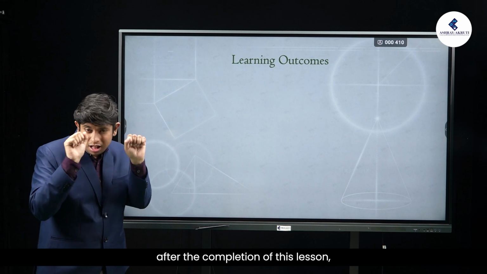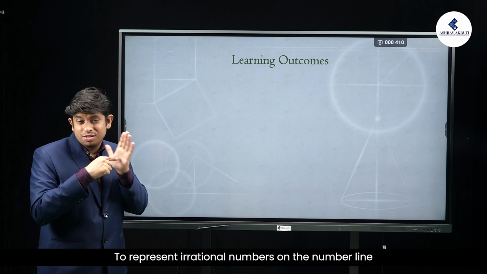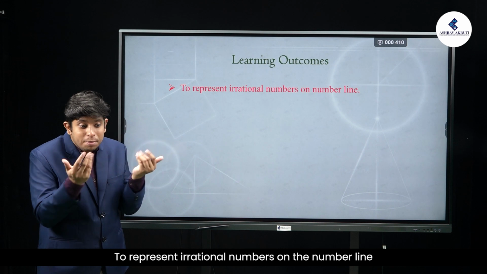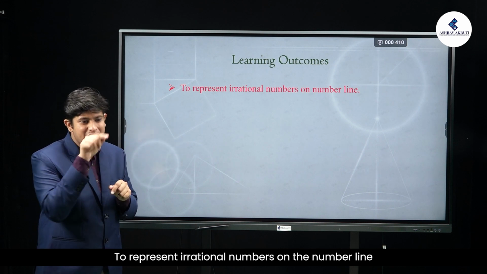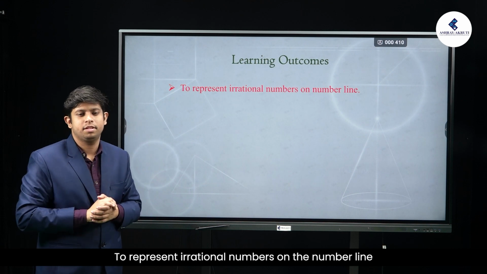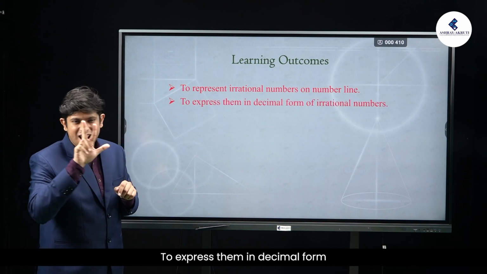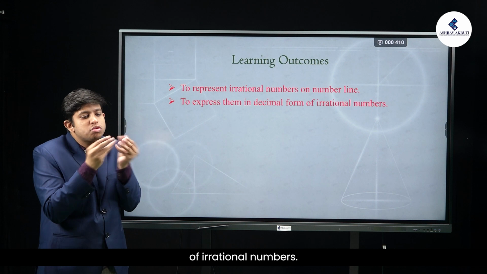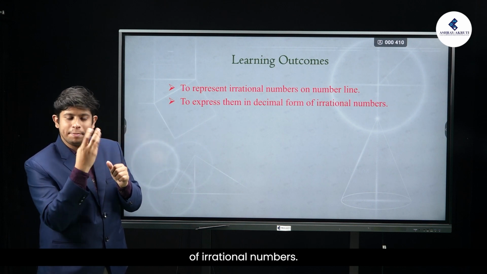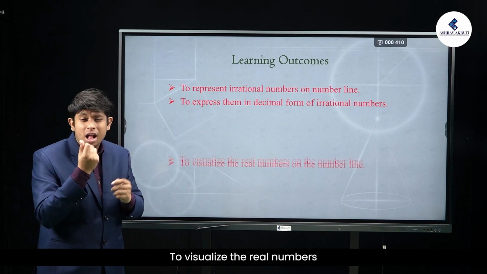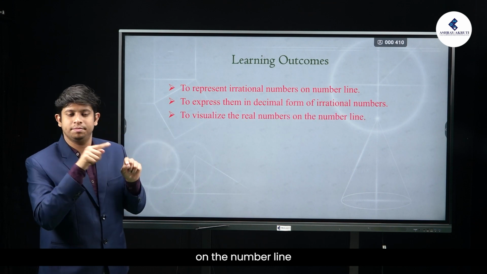Learning outcomes. After the completion of this lesson, you will be able to represent irrational numbers on the number line, to express them in decimal form of irrational numbers, to visualize the real numbers on the number line.